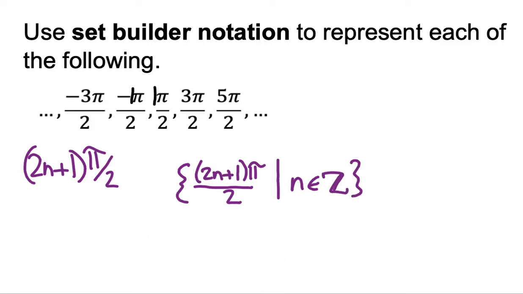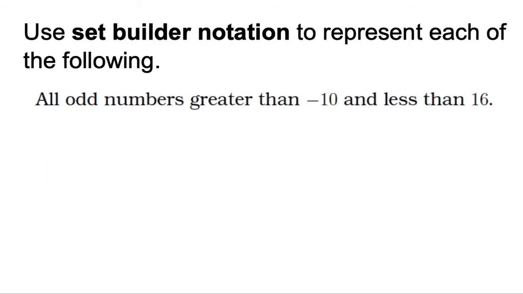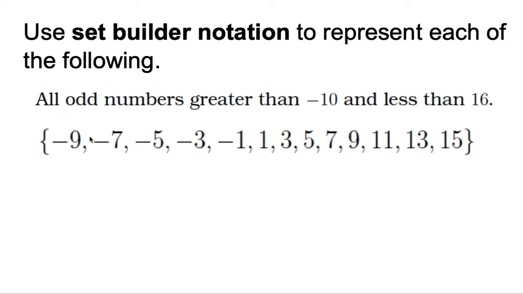Now let's consider a slightly more advanced example. In this case, we want the list of all the odd numbers greater than -10 and less than 16. Well, one way to do it would be just to list those values. So -9, -7, -5, -3, -1, 1, 3, 5, 7, 9, 11, 13, and 15. And that would be in set builder notation. This is literally a list. But sometimes you say, that's just too long. Can I write a formula for this? Well, these are odd numbers, right? So you would use 2n. In this case, let's use 2n plus 1.